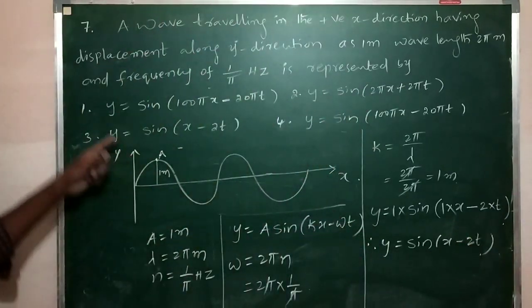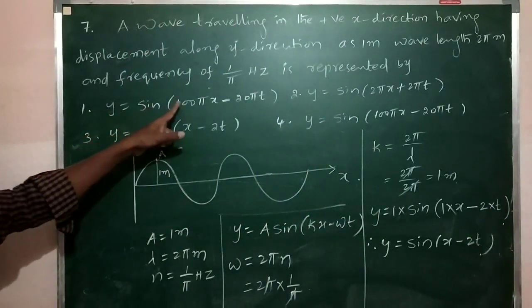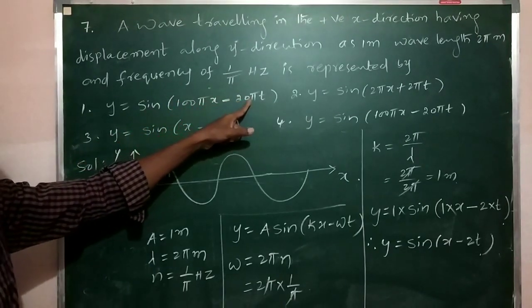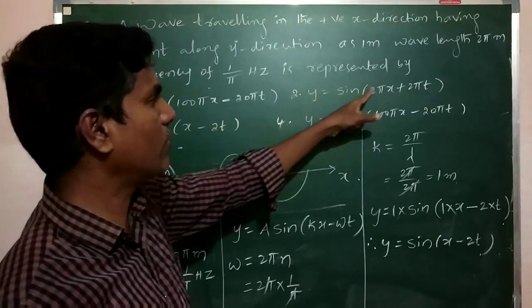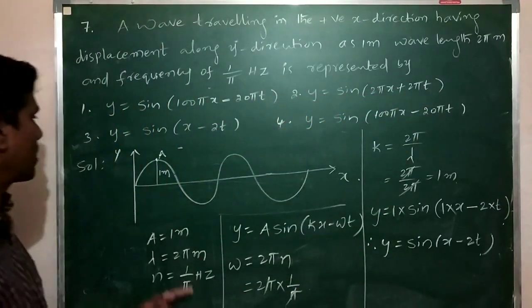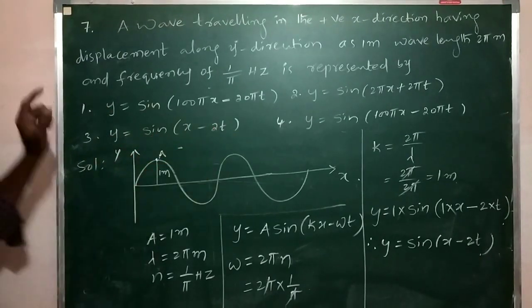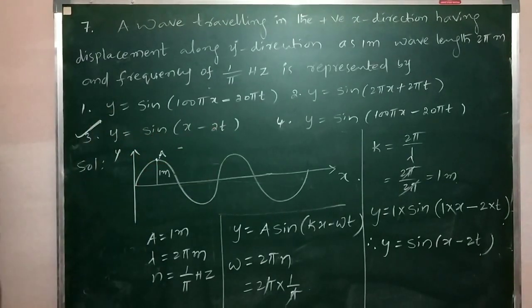So what is our option here? y = sin(100πx − 20πt) is not. y = sin(2πx + 2πt) is not. So y = sin(x − 2t). This is our option. So the third option is correct.